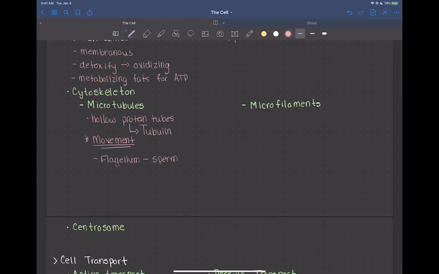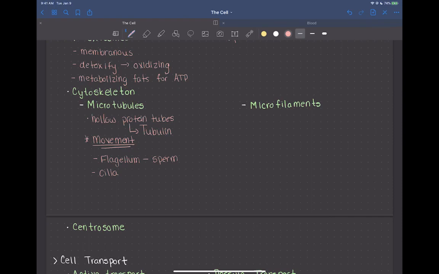back and forth. And then some other cells, like in your respiratory tract, are going to have structures called cilia. Cilia are like these little hairs on the surface of cells, and they actually will move.